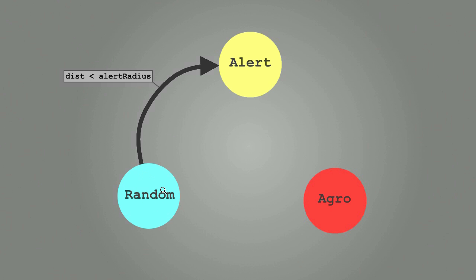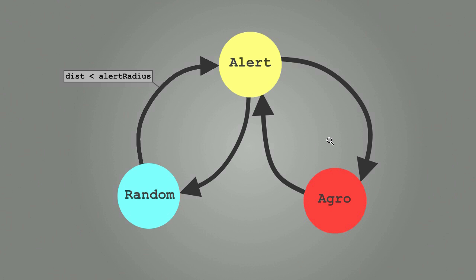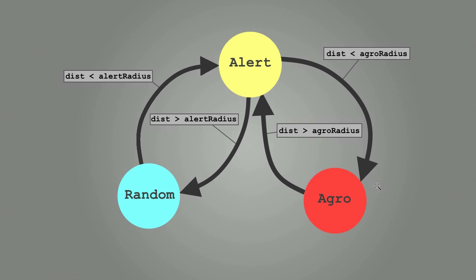So in this scenario, if the enemy's in the random state, and the distance to the player becomes smaller than the alert radius, if the player goes within that outer circle, then it's going to transition from the random state to the alert state. Alright? And then we go ahead and draw arrows for all of the other possible transitions, and we associate conditions with each of those transitions.